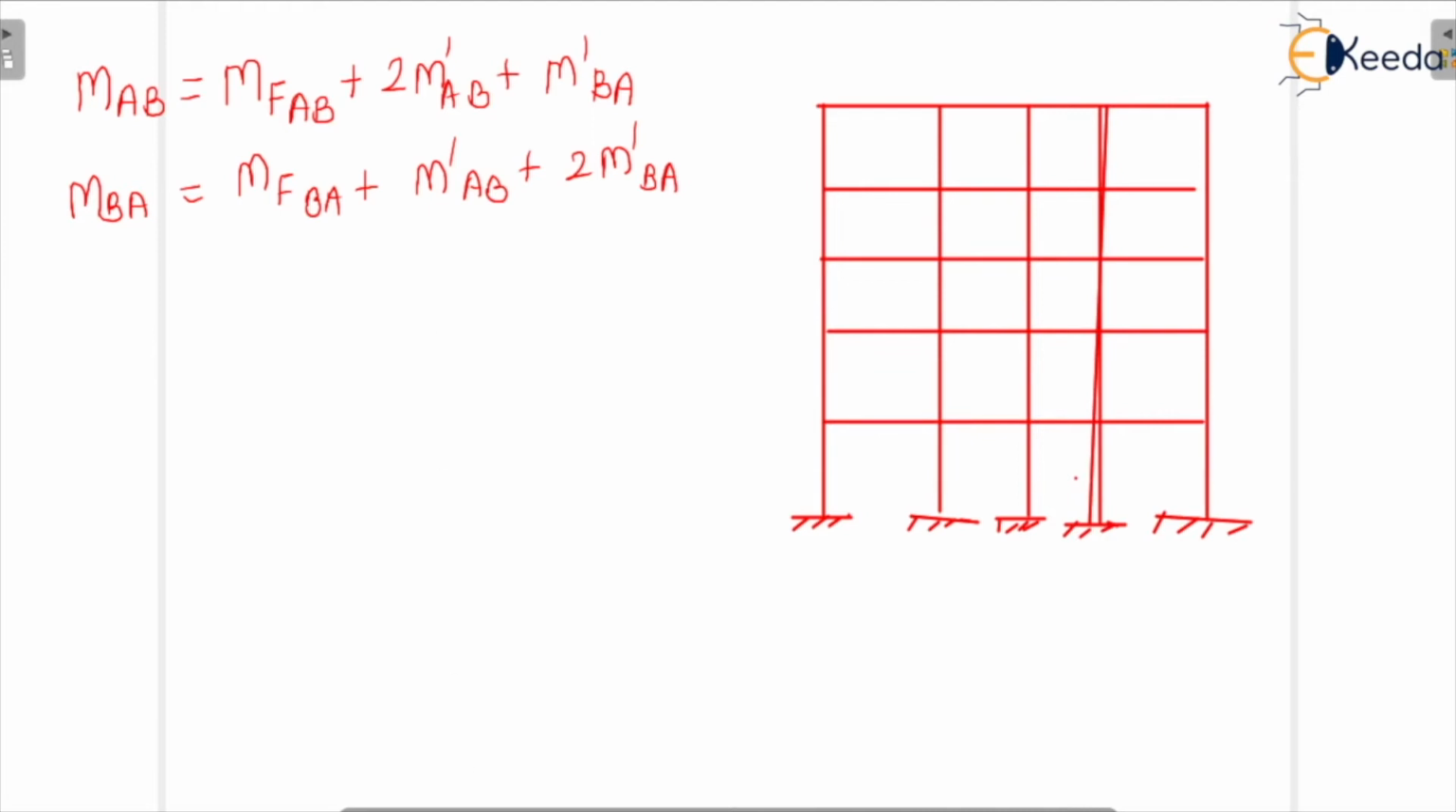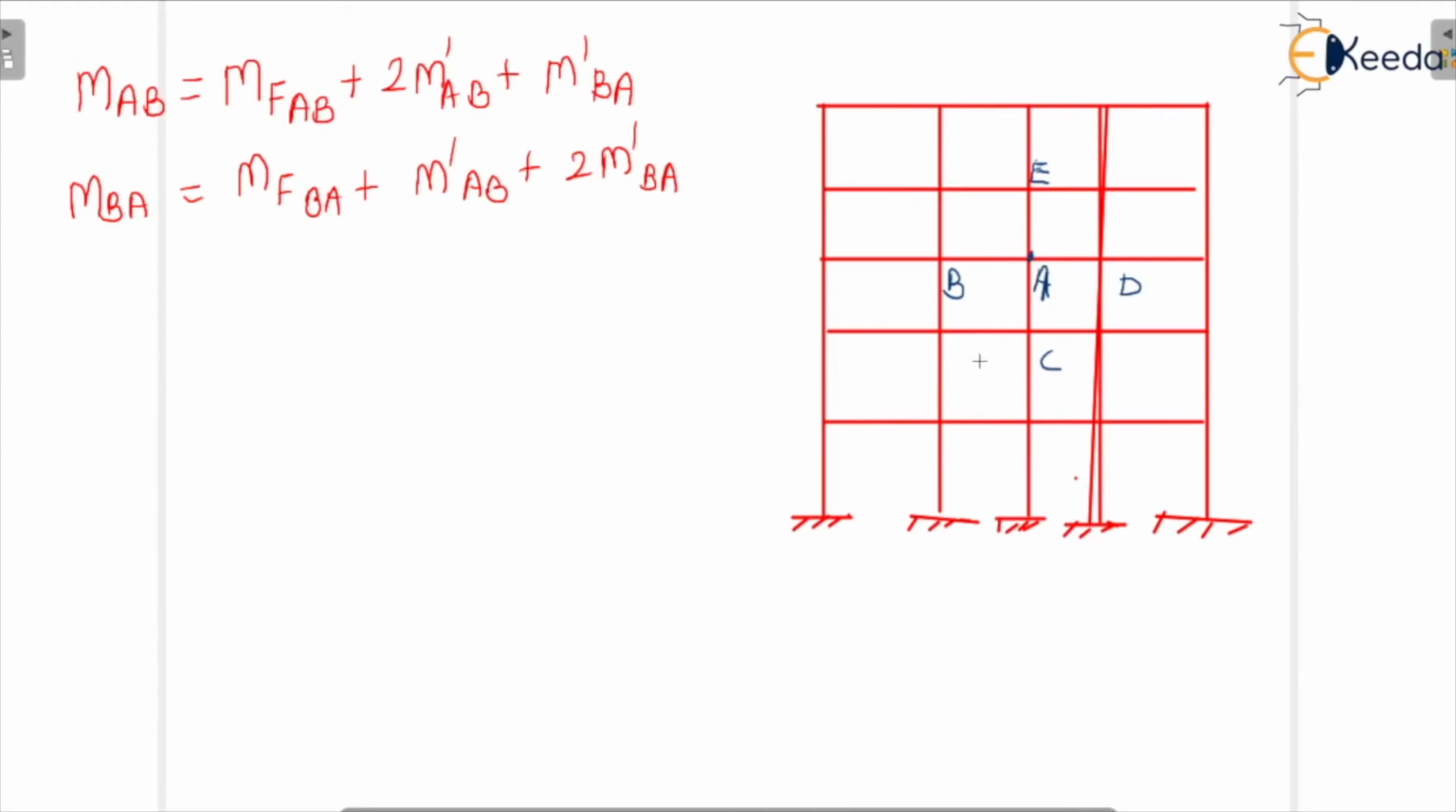Okay. So in this case, let us name A, E, T, then B and C. These are the few points we are considering in this typical frame. Here, consider the moments at A. Let us consider the moments at A in this particular frame.